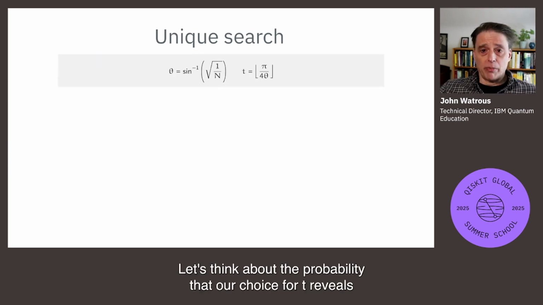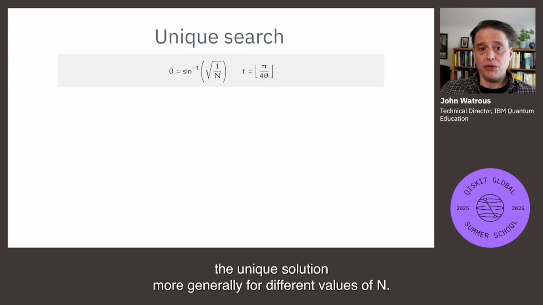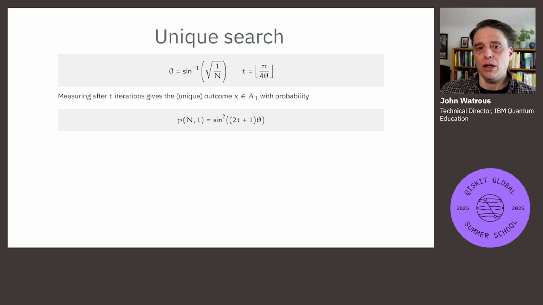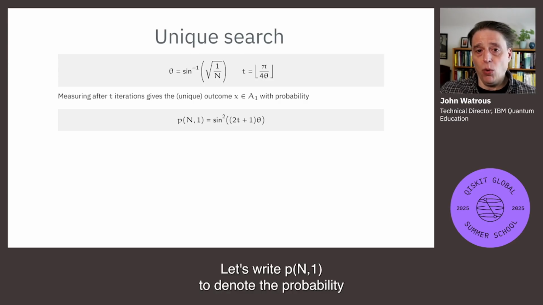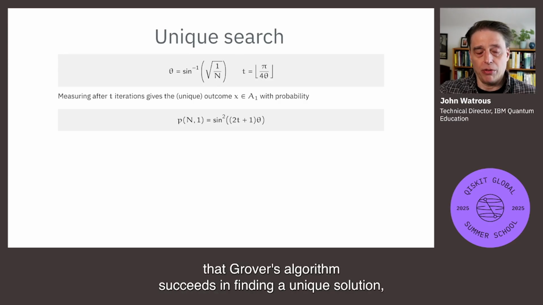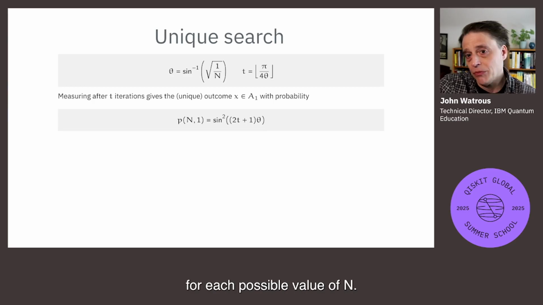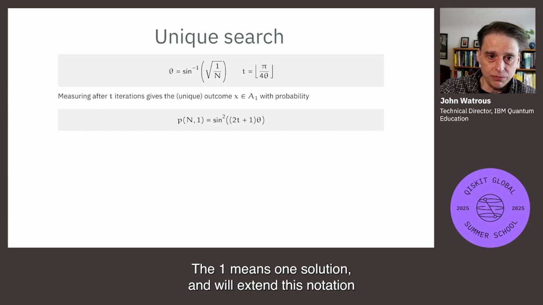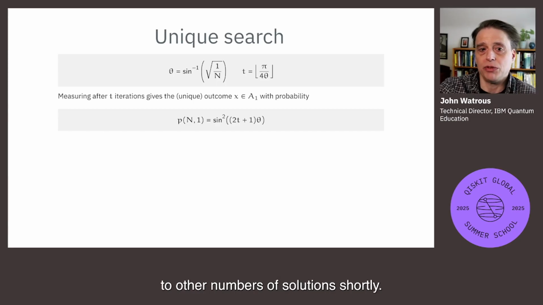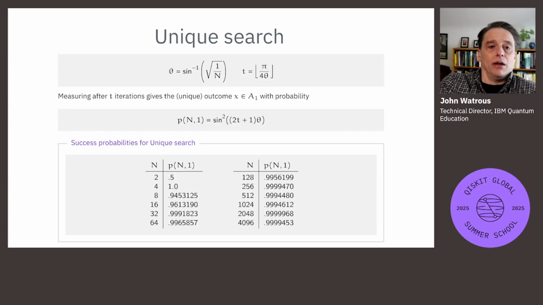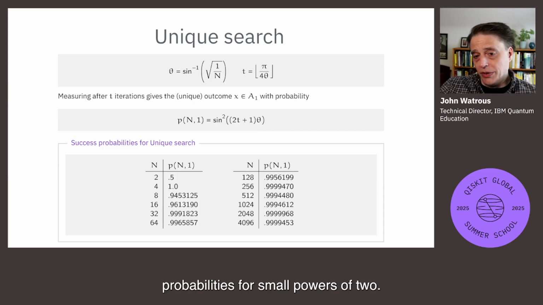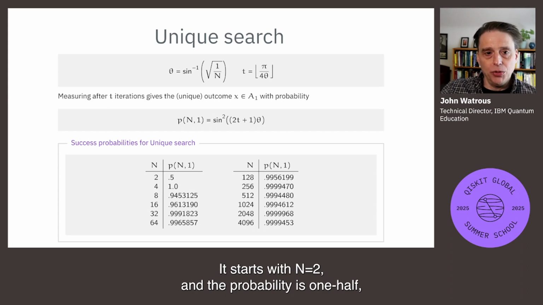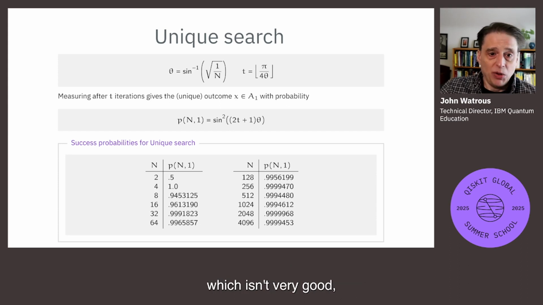Let's think about the probability that our choice for t reveals the unique solution more generally for different values of n. Let's write P of n,1 to denote the probability that Grover's algorithm succeeds in finding a unique solution for each possible value of n. The 1 means one solution, and we'll extend this notation to other numbers of solutions shortly. Anyway, here's a table of these probabilities for small powers of 2. It starts with capital N equal to 2, and the probability is 1/2, which isn't very good.